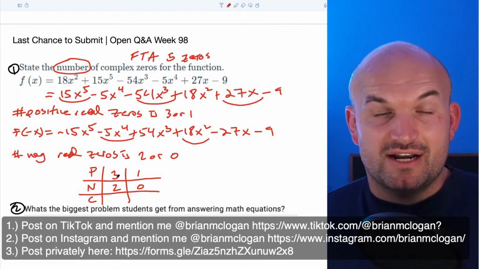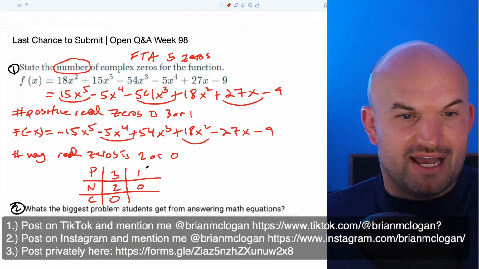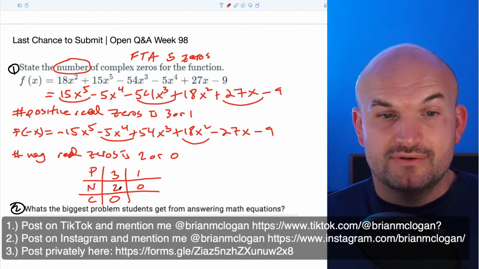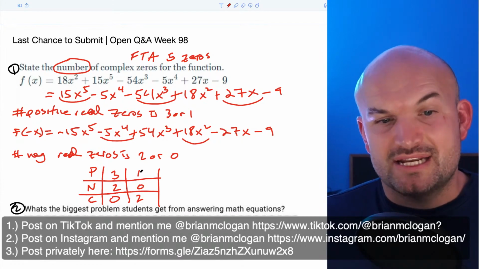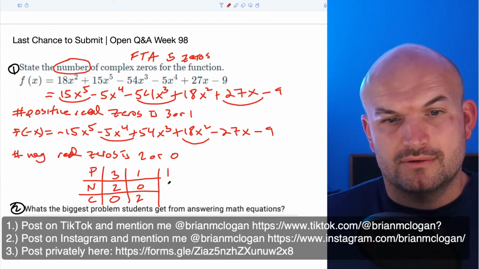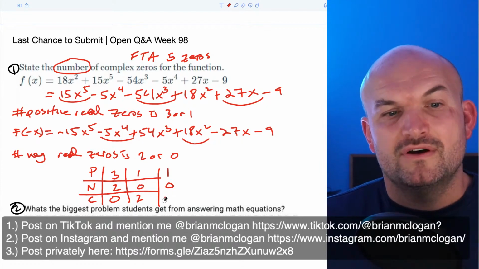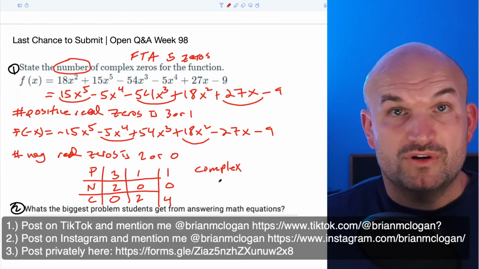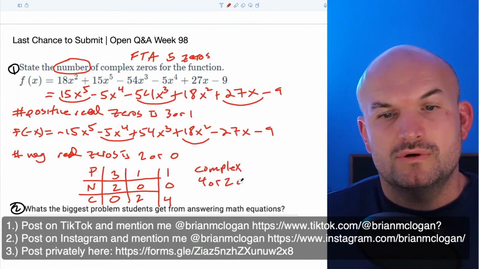If I already have 3 positive and 2 negative, how many complex zeros am I going to have? 0. If I have 1 positive and 2 negative, then I could have 2 complex. And if I had 1 positive and 0 negative, then I could have 4 complex. So we don't know exactly which ones, but we know the possible number of complex zeros is 4 or 2 or 0.